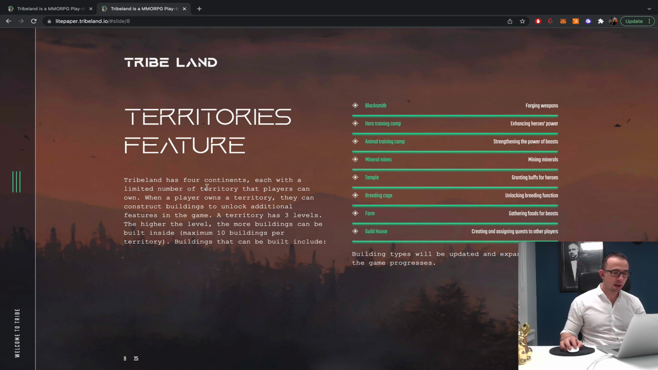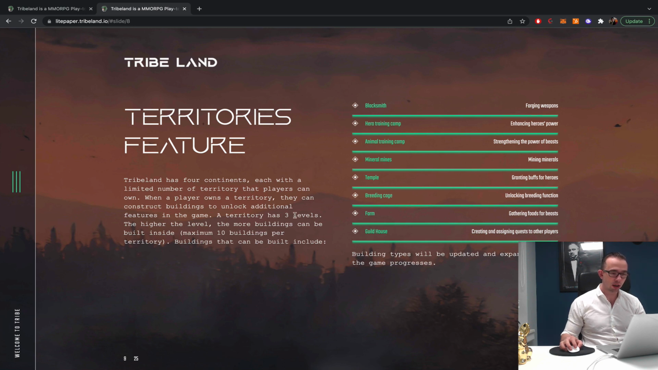Territories feature. Tribeland has four continents, each with a limited number of territories that players can own. So this is the land feature, right? When a player owns a territory, they can construct buildings and unlock additional features in the game. A territory has three levels. The higher the level, the more buildings can be built inside, maximum 10 buildings per territory.